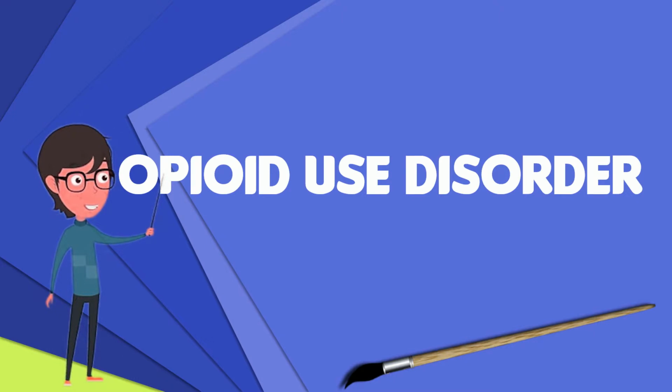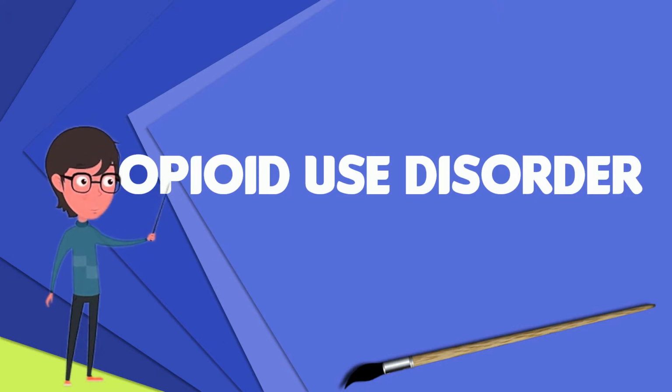Opioids include substances such as heroin, morphine, fentanyl, codeine, oxycodone, and hydrocodone. In the United States, a majority of heroin users begin by using prescription opioids. These can be bought illegally or prescribed.